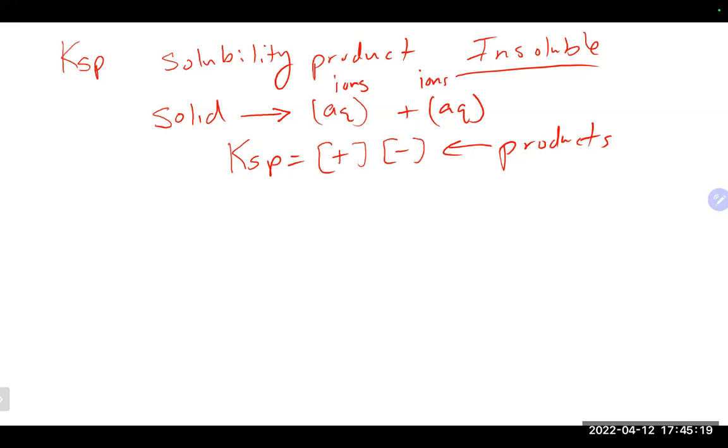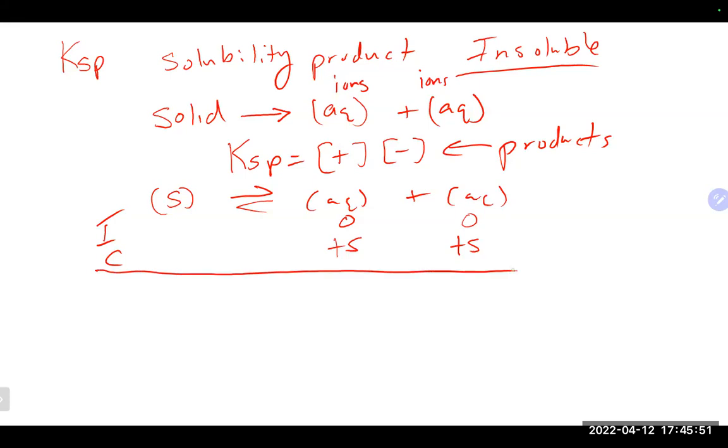We typically can solve this one of two ways. You could really use an ice table no matter what type of problem you're doing. We do an ice table like normal, where we have our solid going to our aqueous ions on the product side. The difference is, though, we oftentimes will use a different letter for the change part, like S. We still do it based on the coefficient, so we would do 2s or something of that nature.